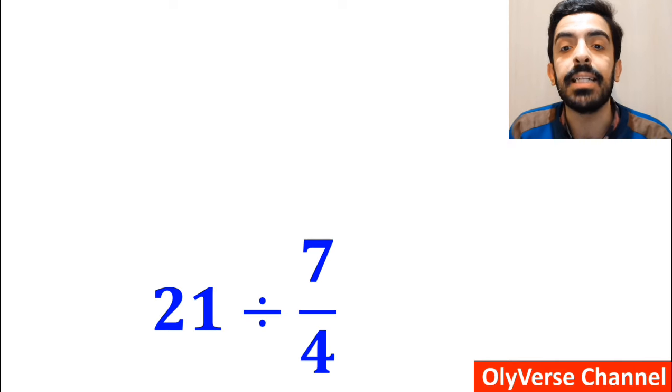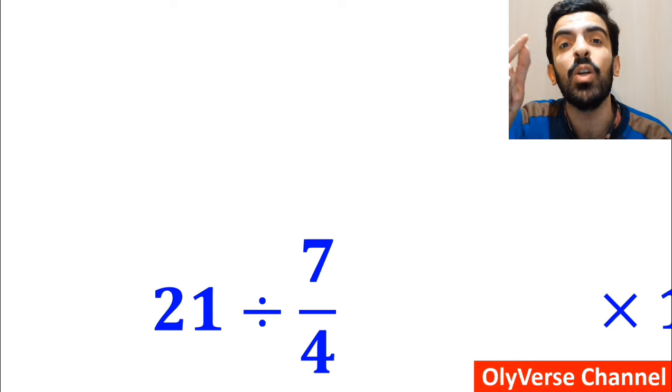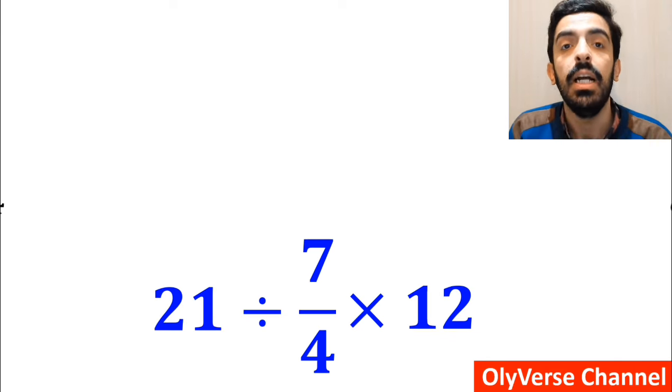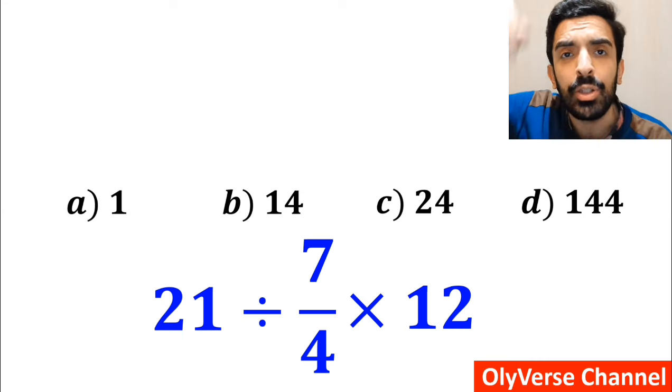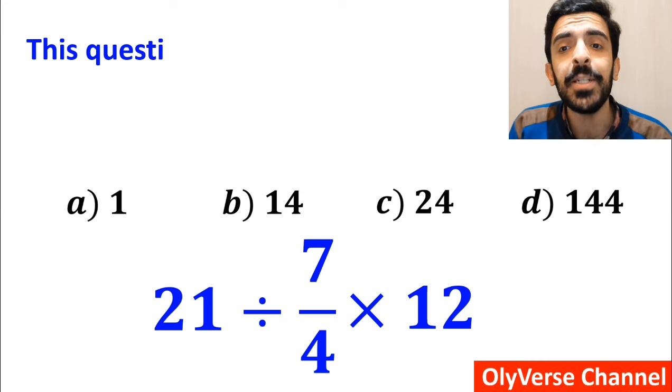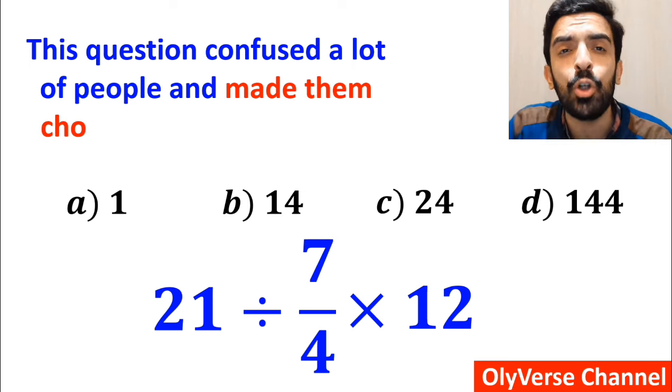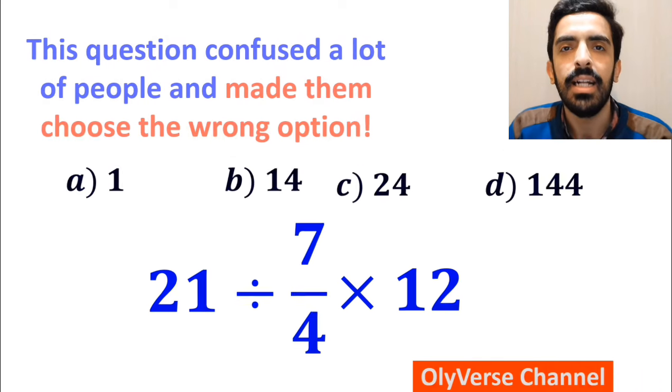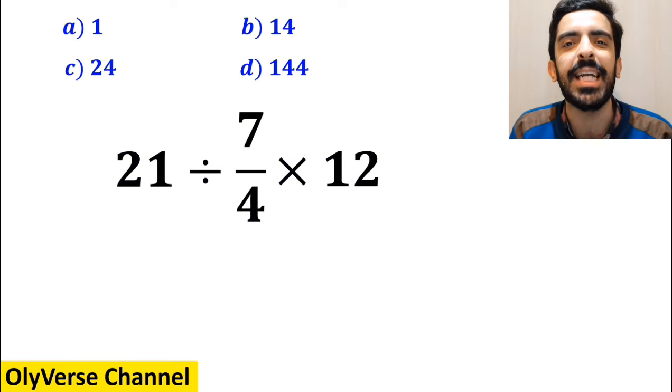What is the value of the expression 21 divided by 7 over 4 multiplied by 12? Which option do you think is the correct answer to this question? This expression confuses a lot of people and makes them choose the wrong option. Let's dive in and break it down step by step together.